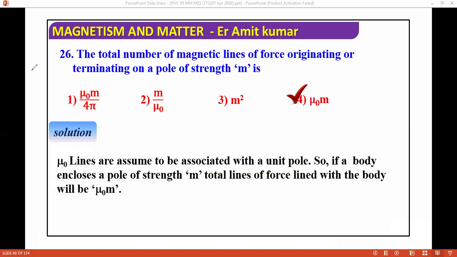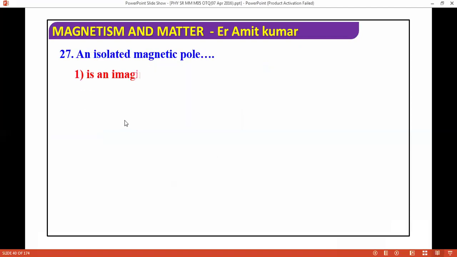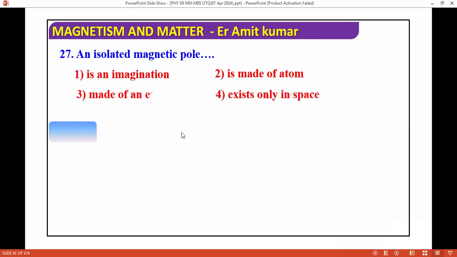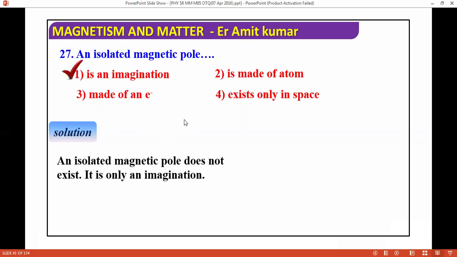Next question we are moving ahead. An isolated magnetic pole is an imagination, or made up of atoms, made up of electrons, or exists only in space. So what is the correct answer? It is an imagination. So an isolated magnetic pole does not exist and it is only an imagination.